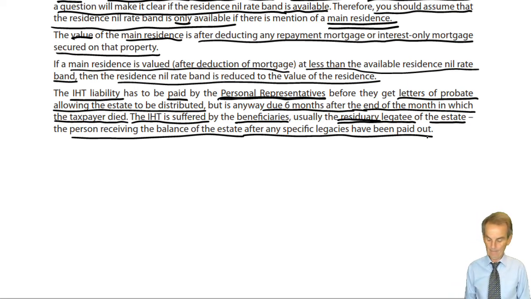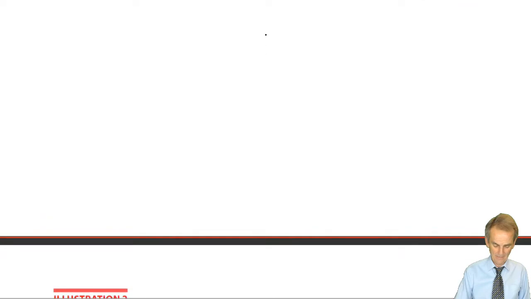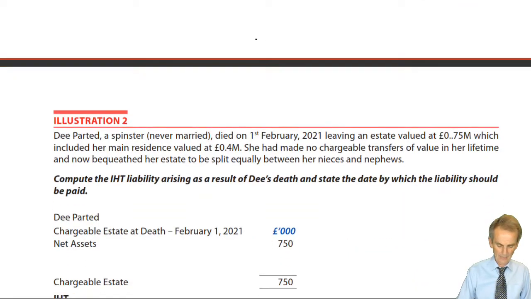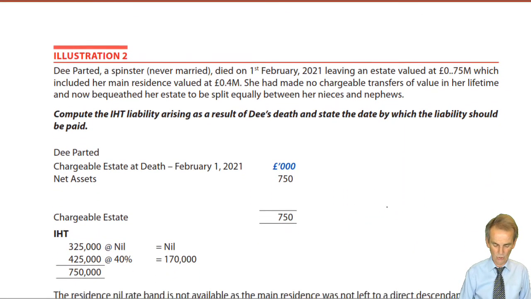Okay, so we have got these hugely valuable nil rate bands, the normal nil rate band and the residence nil rate band. 325,000 in relation to the nil rate band and up to 150,000 in the 2019-20 tax year anyway in relation to the residence nil rate band. Okay, let's move on and have a little look at illustration 2.